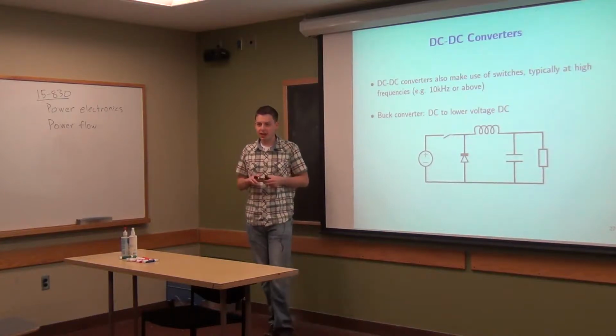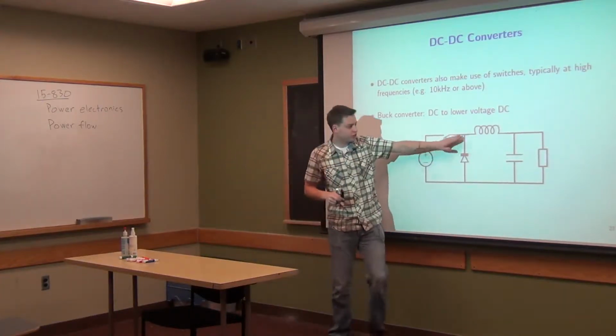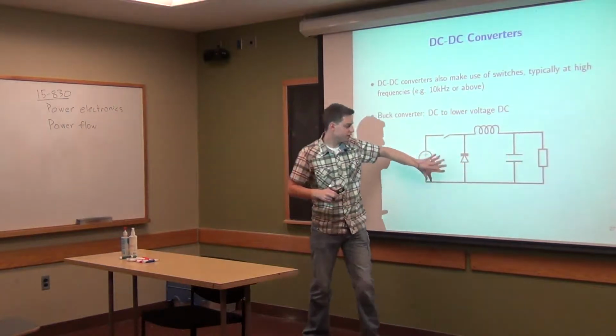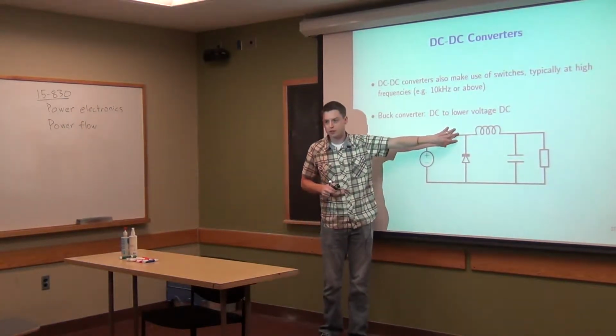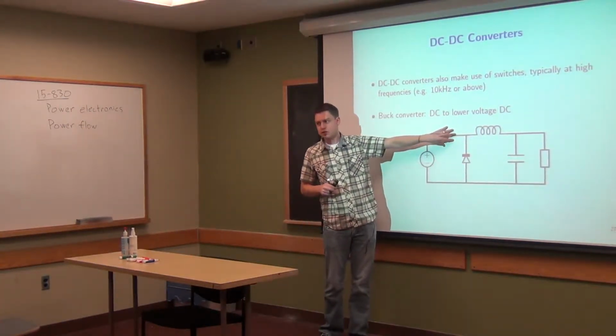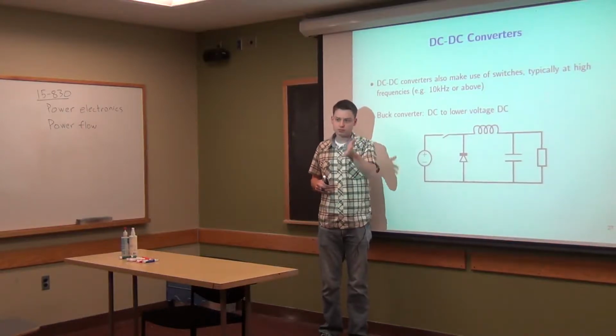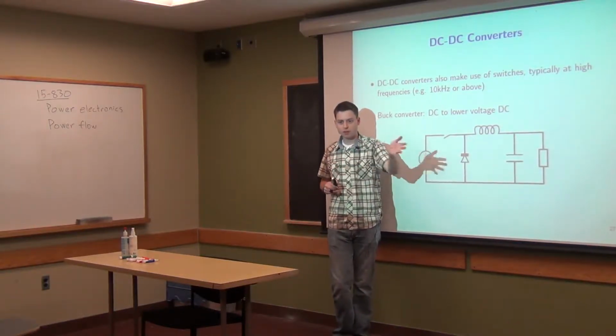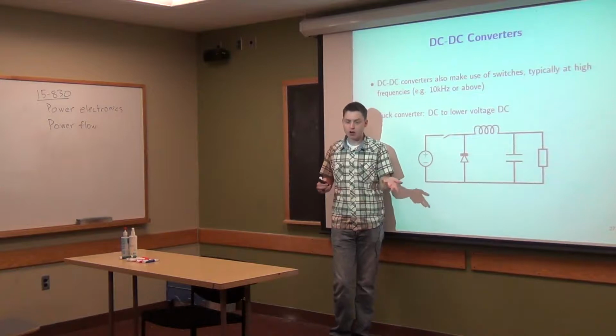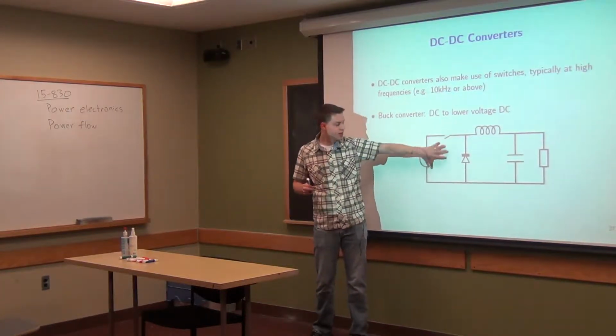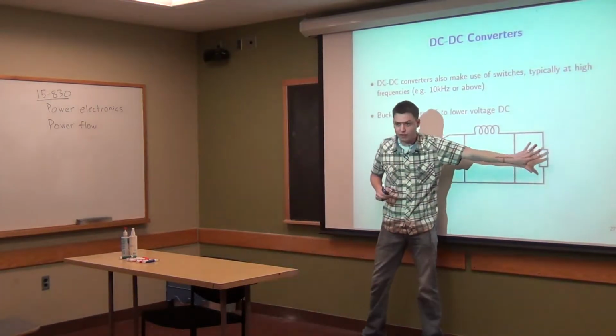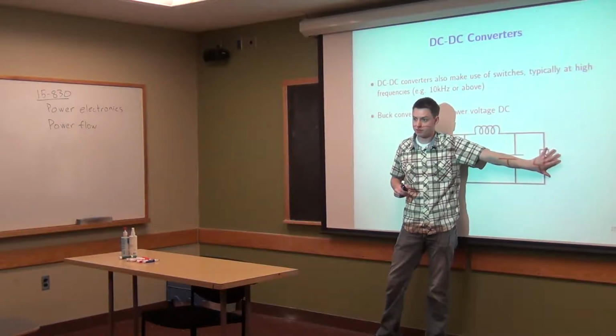In fact, in the ideal case, the voltage you see here is just this voltage times the duty cycle of this switch. The duty cycle we measure between 1 for being always on and 0 being always off. If it's on half the time, this is 0.5. And so if this is 10 volts, this will be 5 volts that you see over this.